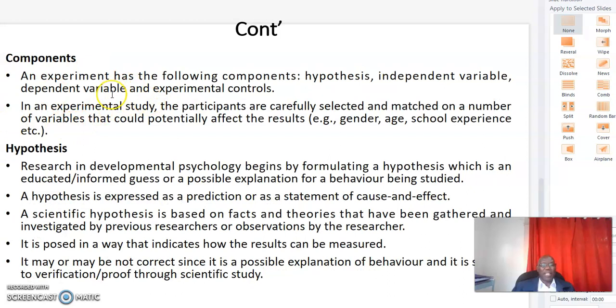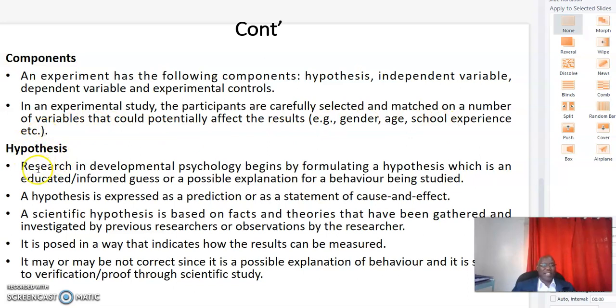Let's look at the components of experimental study. An experiment has the following components, as we've just seen: hypothesis, independent variable, dependent variable, and experimental controls. In an experimental study, the participants are carefully selected and matched to a number of variables that could potentially affect the results. For example, gender, age, school experience, etc.